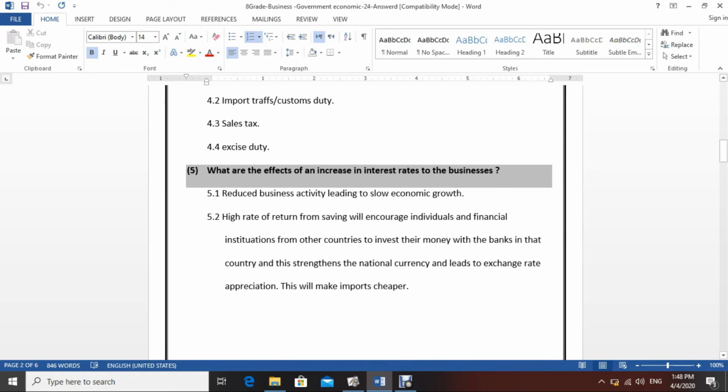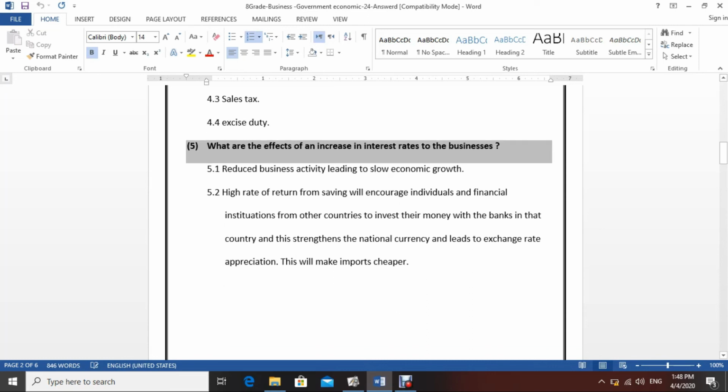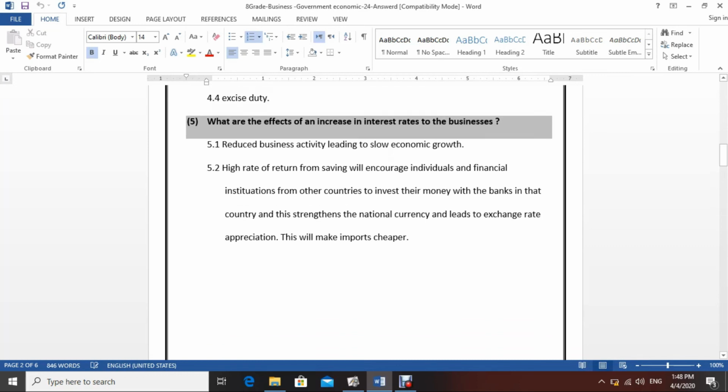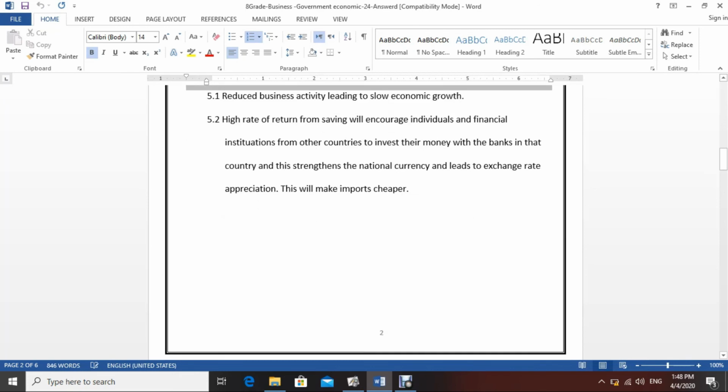And what are the effects of an increase in interest rate on business? Guys, the assessment will include this. It will not come from outside this worksheet, guys. So read it carefully. All the questions will be multiple choice, A, B, C, and D. What are the effects of an increased interest rate on a business? Reduced business activities, higher rate of return on saving.